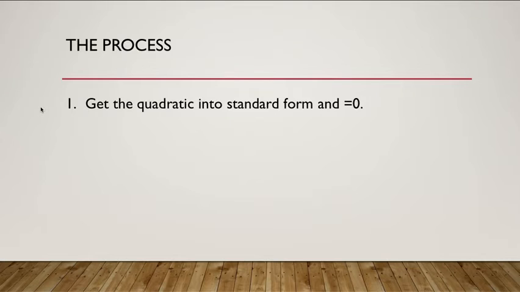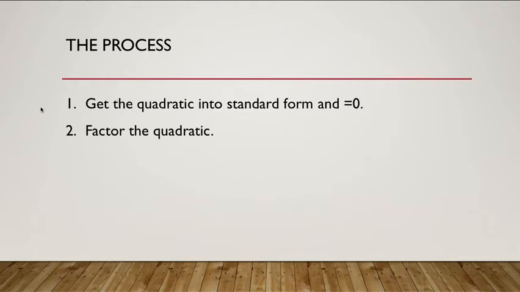The process. We're going to get the quadratic into standard form and equal to 0 if we need to. Sometimes it will already be like that, but sometimes we'll have to use some inverse operations or some rearrangement to be able to get it in standard form and equal to 0. Then we'll factor the quadratic. We had a couple of different ways of doing that.